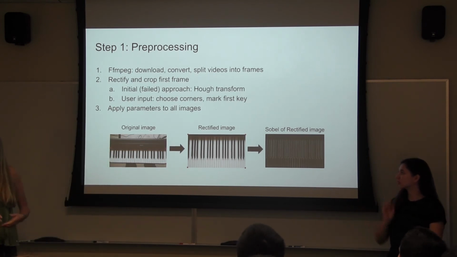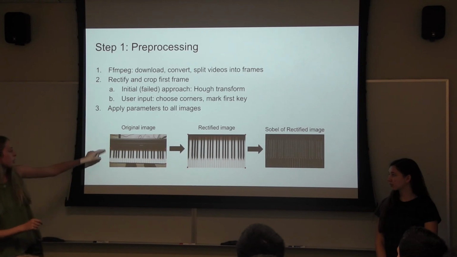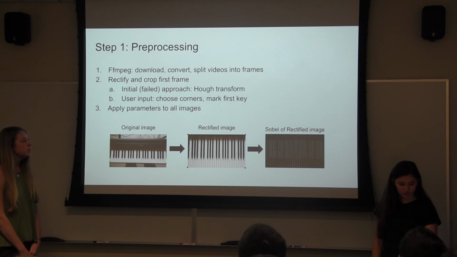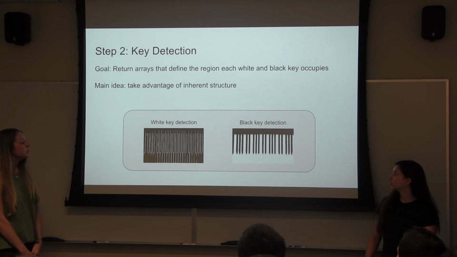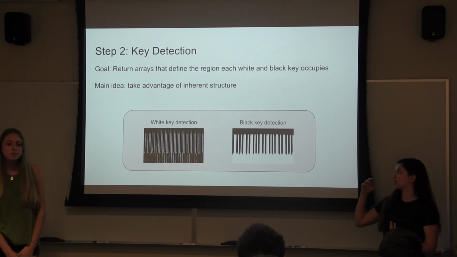So we eventually created a GUI where the user clicks the corners of the keyboard, the little red points, as well as types in what note the first white key is, which helps later on. Then we applied those parameters to all of the images and used the modified versions for our later parts. The last part of pre-processing was getting the Sobel image.